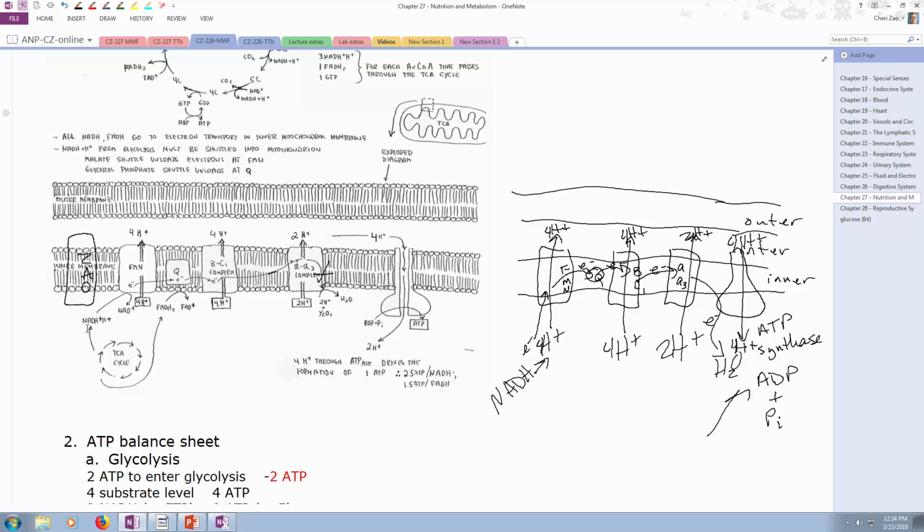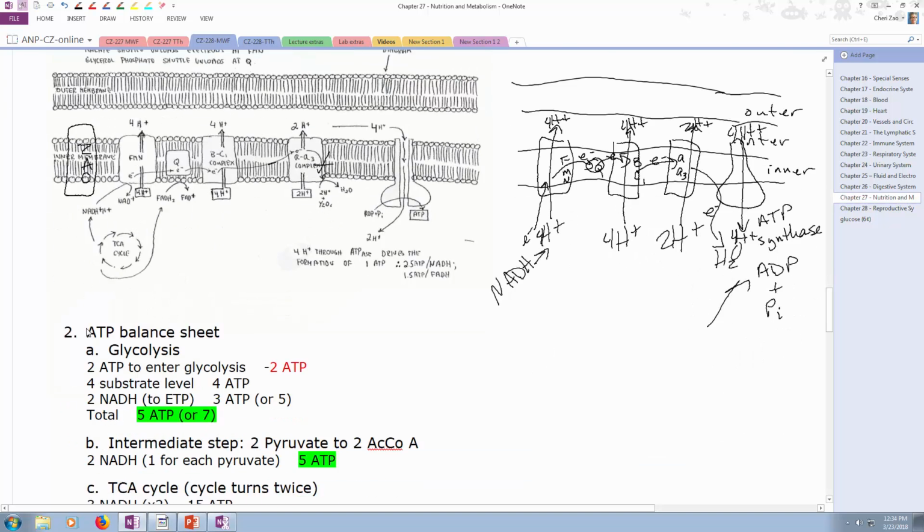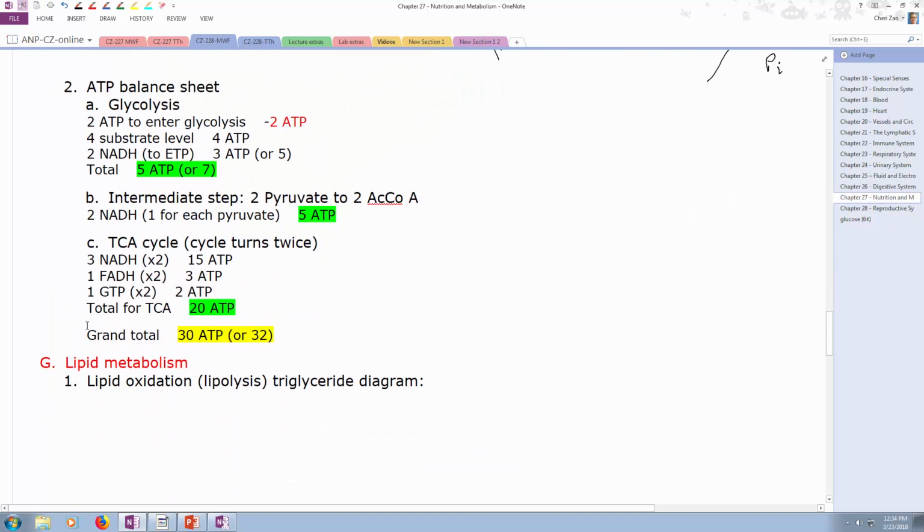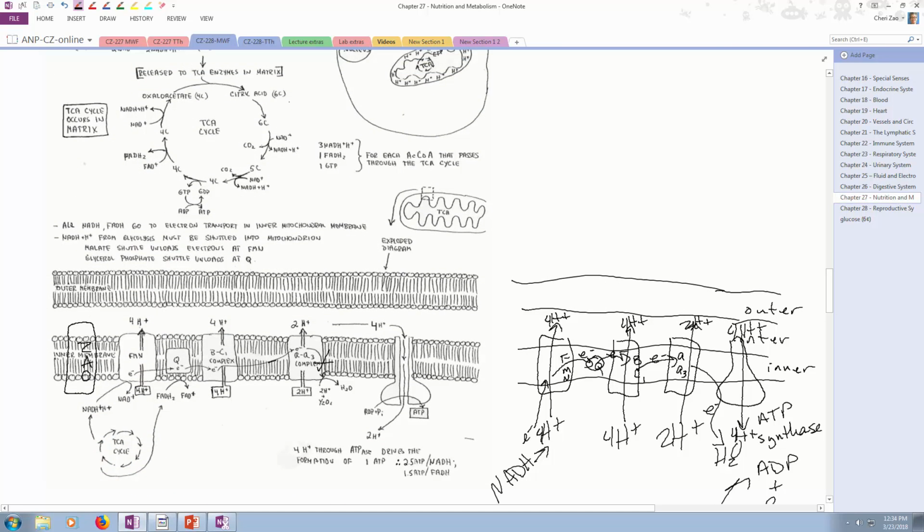And that's why in the beginning of our notes, it was important that you realize that when we're carrying hydrogen, we're also carrying electrons. It's the whole part of that process with those cofactors. Looking at the ATP balance sheet, glycolysis, remember that's in the cytoplasm of the cell. We have 2 ATP entering the glycolysis process, so we're going to give them a negative number because that's less than what we're making. We end up though with 4 substrate level ATPs, and remember we end up with 2 NADHs. And as far as the NADHs, let's go up and take a look at our notes here.